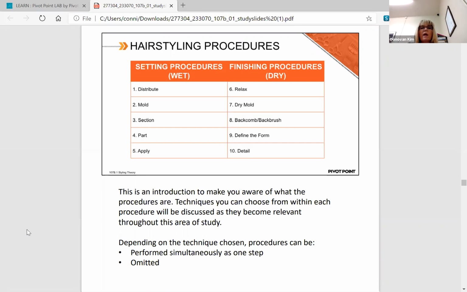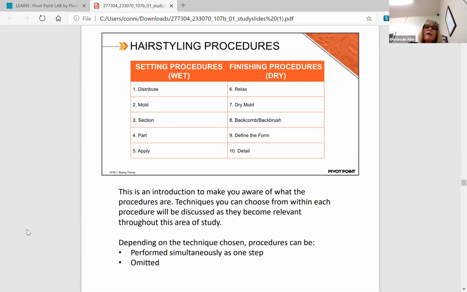But you distribute the hair, which basically just means that you comb it. You mold it into the area that you want it to go in. You're going to section it to put the tools in it or whatever you're going to be doing to it. You're going to part it, which is basically taking out the amount of hair that you're going to put in the tool, and you're going to apply it, which means you're going to do it.